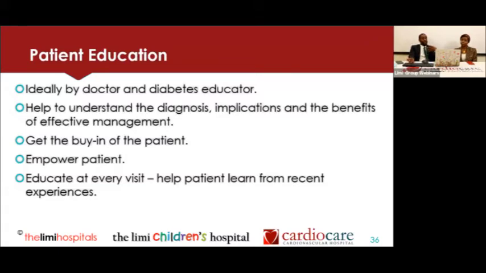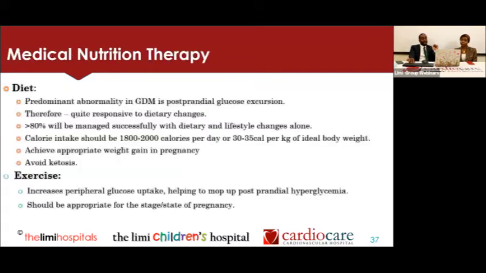In terms of the diet, I know we've talked about that a lot, and I think we won't talk about that so much again. But because the postprandial excursion is a dominant abnormality in GDM, you should not rely on fasting alone to diagnose it. You need to see what the sugar looks like after a glucose load. It's quite responsive to dietary and lifestyle changes. And that's why it's not surprising that more than 80% of patients with GDM will not require any pharmaceutical at all. It's just diet and lifestyle changes and glucose normalizes.